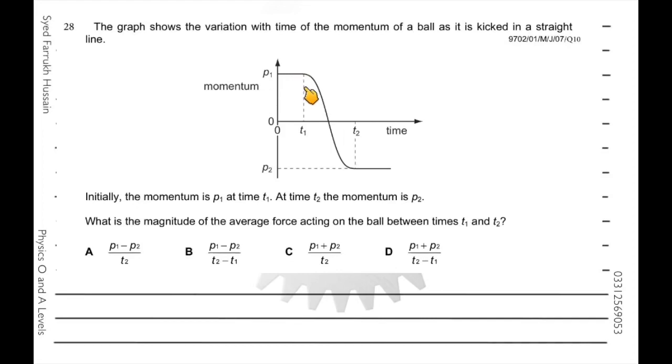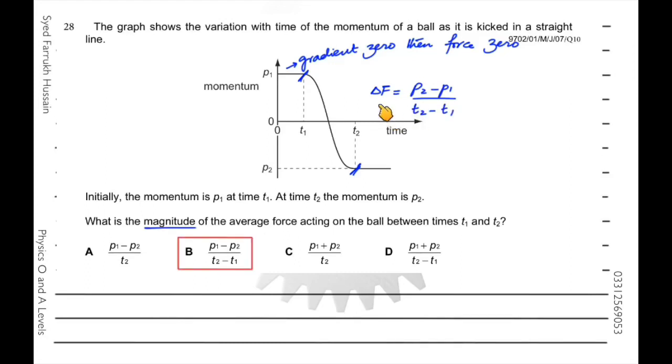The gradient of momentum time graph is force, so we will find out the force by the gradient, and the gradient is actually non-zero between t2 and t1. So according to the concept of gradient, y2 minus y1 upon x2 minus x1, so p2 minus p1 upon t2 minus t1 is the force, but they have written p1 minus p2. This will give you the same magnitude, but direction is actually indicated by the sign. So option B is correct because p1 minus p2 or p2 minus p1 will give you the same magnitude.